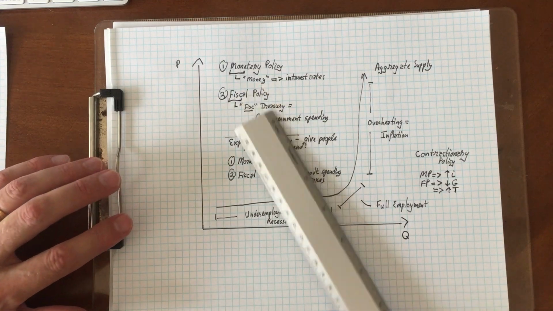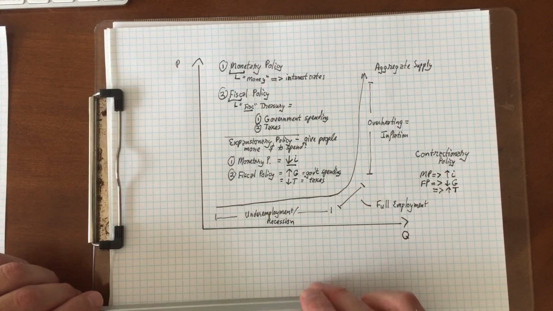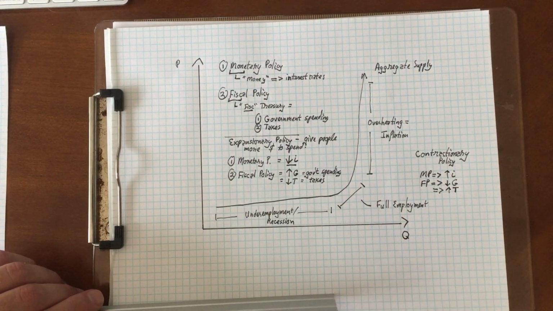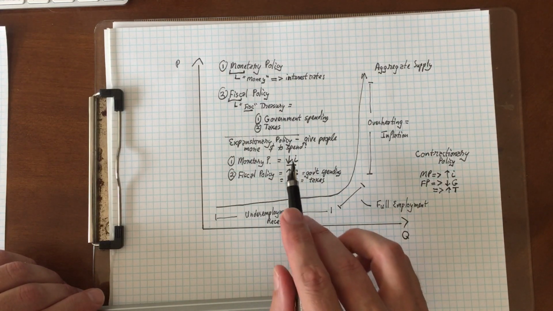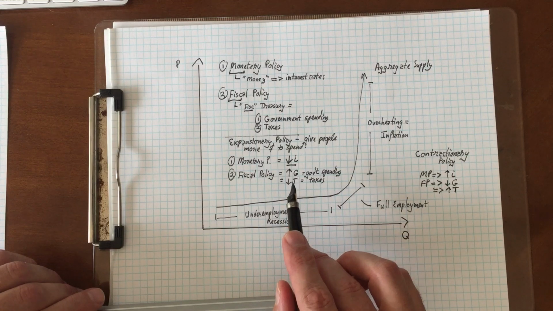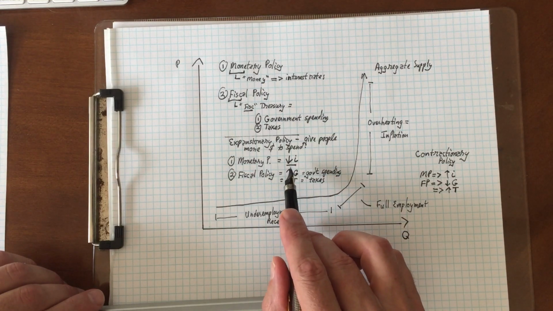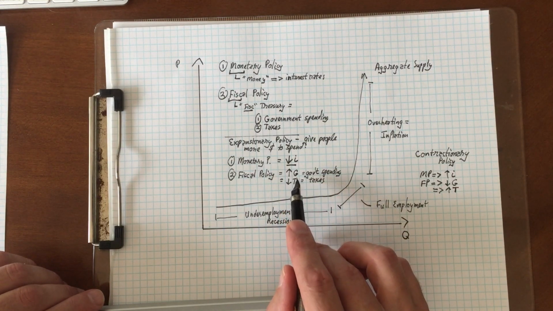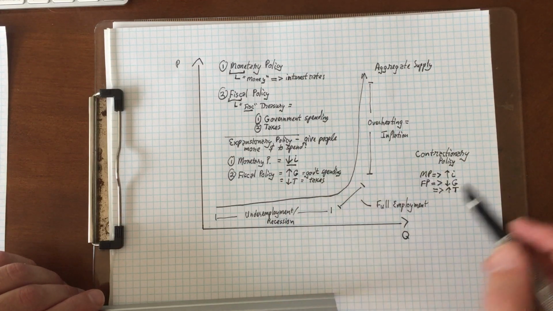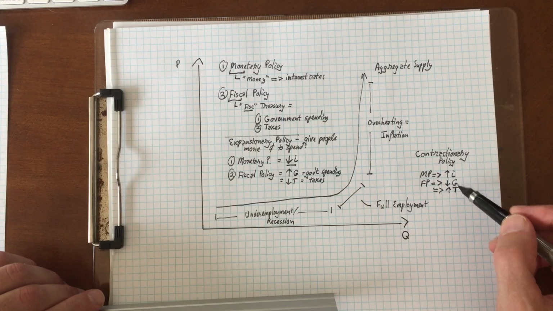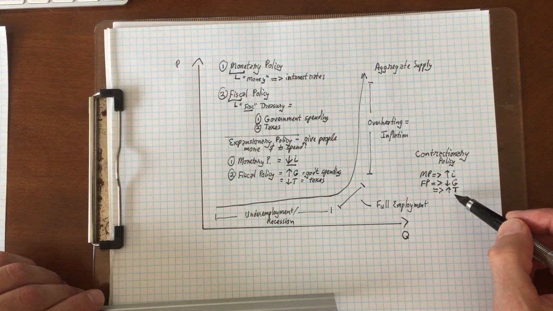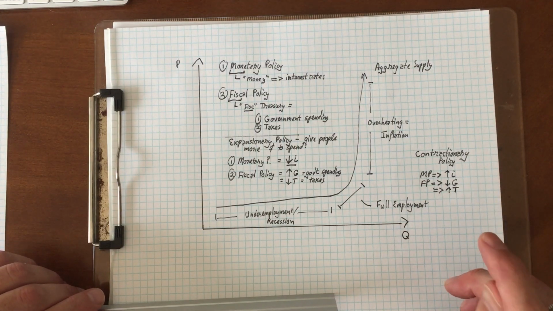So those are the tools, monetary and fiscal policy. Monetary is moving interest rates up and down. Fiscal policy is adjusting government spending and taxes. If you want the economy to go faster, cut interest rates, increase government spending, or cut taxes. If you want the economy to go more slowly, increase interest rates, cut government spending, raise taxes. That's how it works.